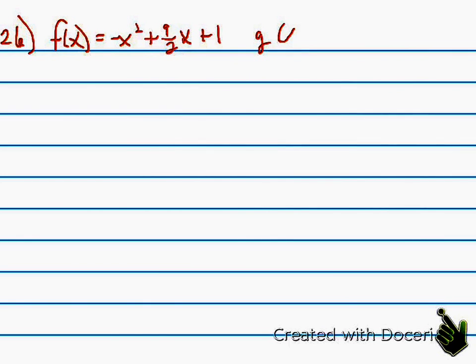The next I'm going to do is number 26. And number 26 was the two functions f of x equals negative x squared plus 9/2 x plus 1, and g of x, which equals 1/2 x plus 1. A parabola opening down and a line. So I'm going to start with a sketch.